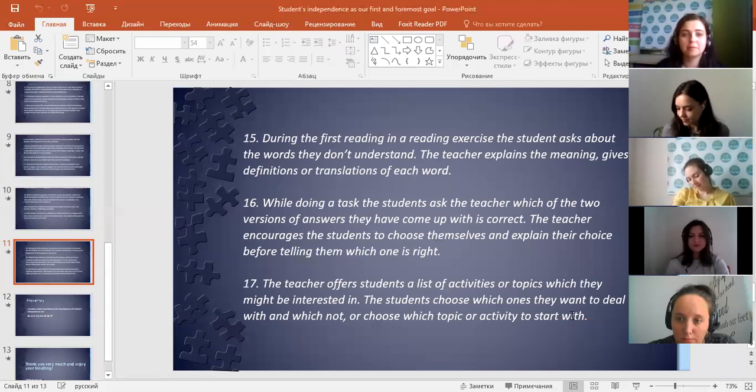Like, you don't have to do this every lesson, but if you do this from time to time, your student will be feeling that it's them who is in control of the learning process. Which is also very good.